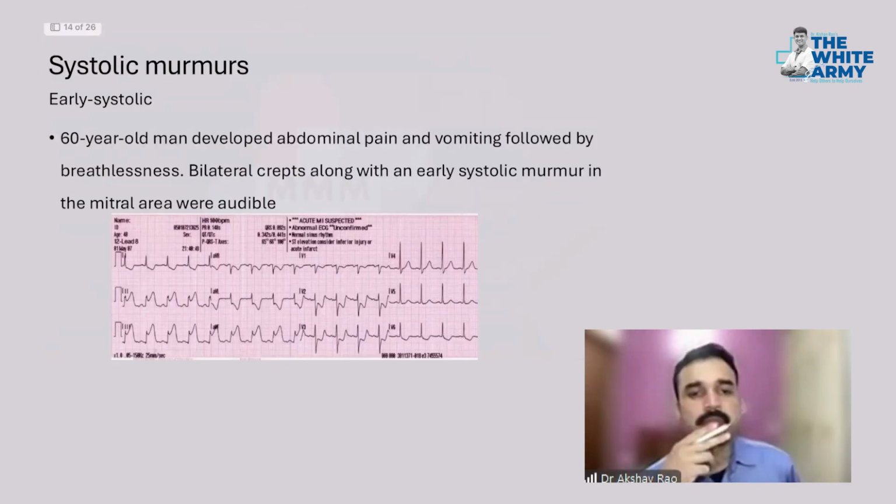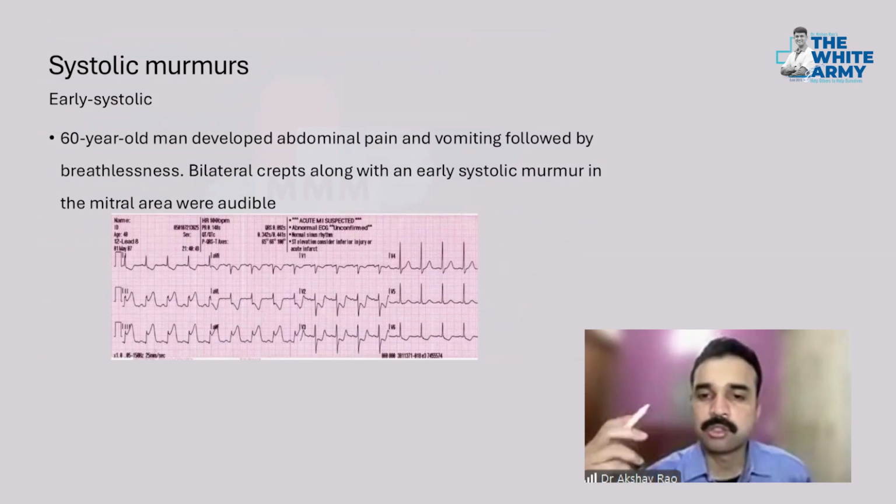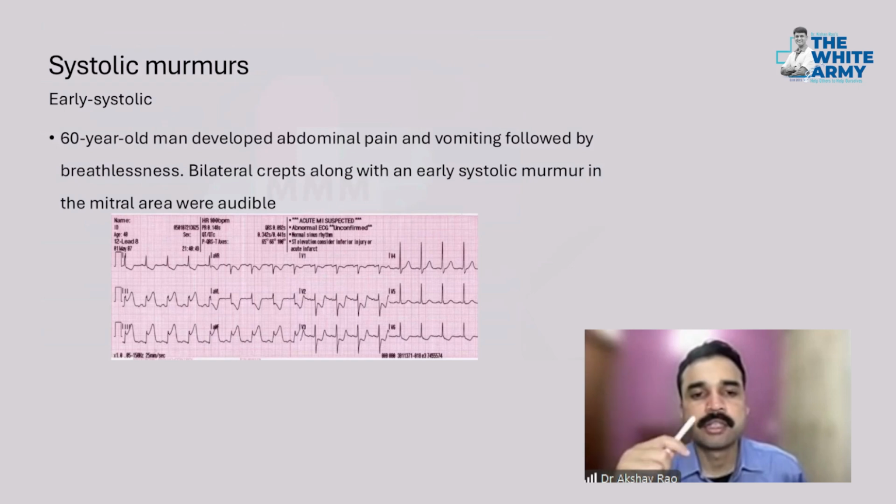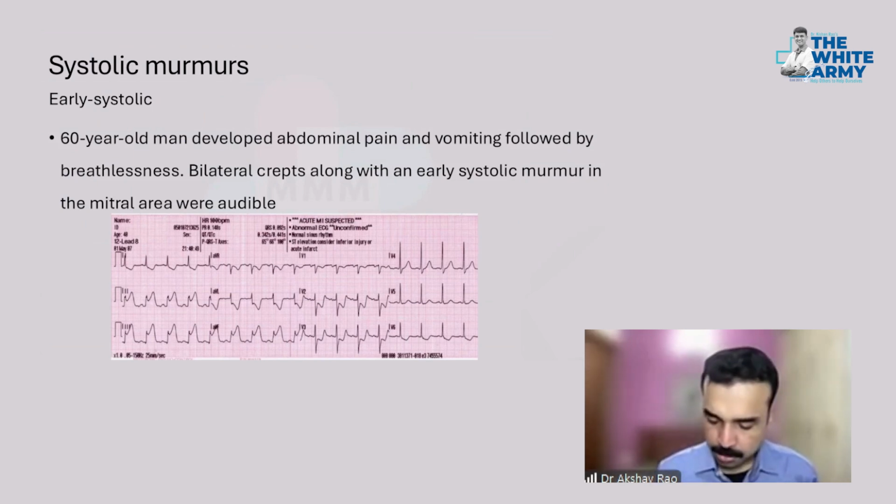Okay, one more case. This is of course not a true case, but a simulated case. Supposing a 60-year-old man developed abdominal pain and vomiting, followed by breathlessness, bilateral crepitations with an early systolic murmur. We discussed pansystolic murmur.